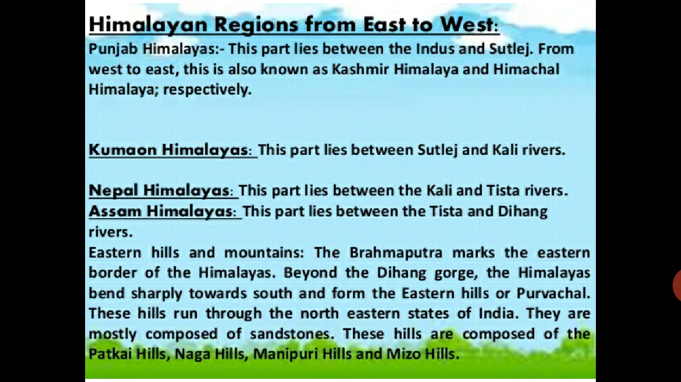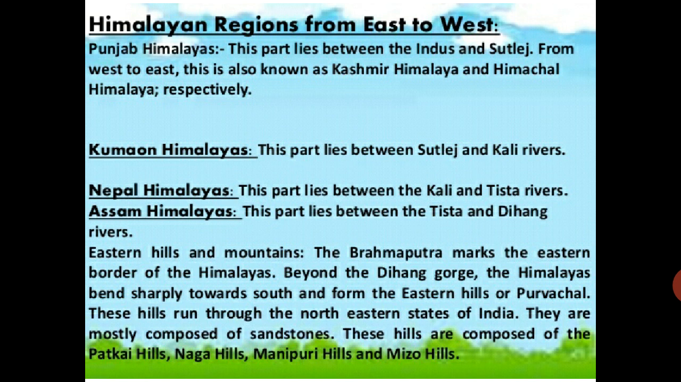The Brahmaputra marks the eastern border of the Himalayas. Beyond the Dihang Gorge, the Himalayas bend sharply toward the south and form the eastern hills or Purvanchal. These hills run through the northeastern states of India. They are mostly composed of sandstones. These hills are composed of the Patkai Hills, Naga Hills, Manipur Hills and Mizo Hills.